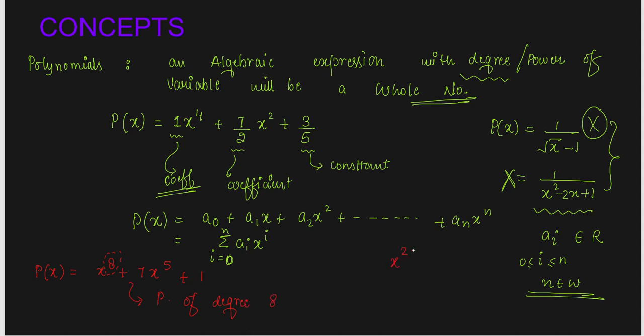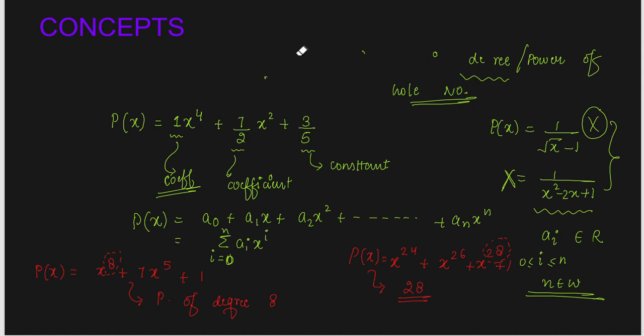Similarly, if I am writing x raised to 24 plus x raised to 26 plus x raised to 28 plus 1 as a polynomial, what will be the degree? Just have a look at which is the highest power. The highest power in this case is 28, so this is a polynomial with degree 28. I hope these are all crystal clear. Now we'll define the types of polynomial. I'm just rubbing this off. You can take a screenshot by pausing the video.